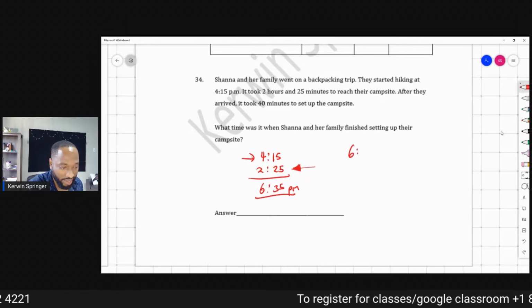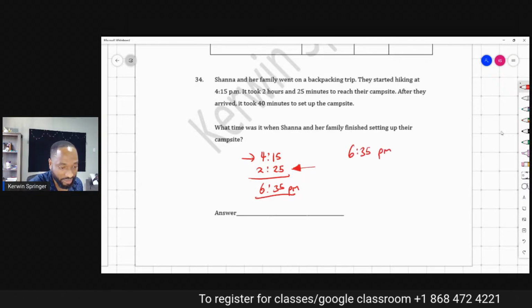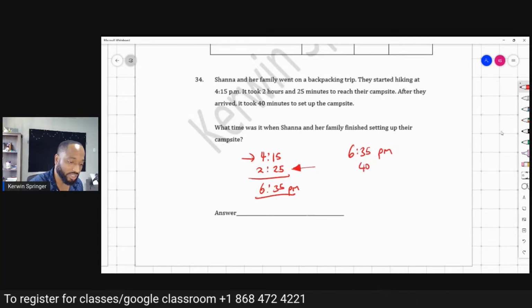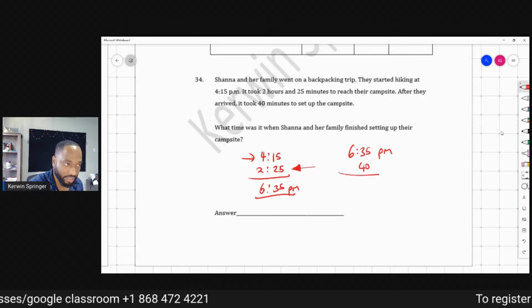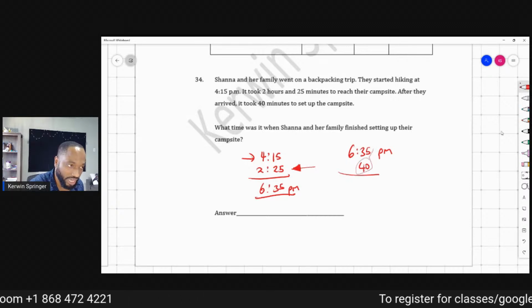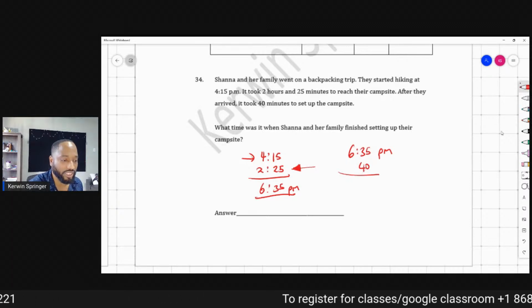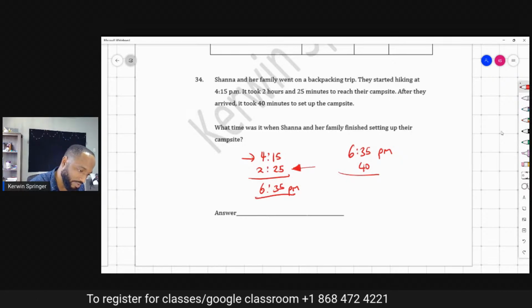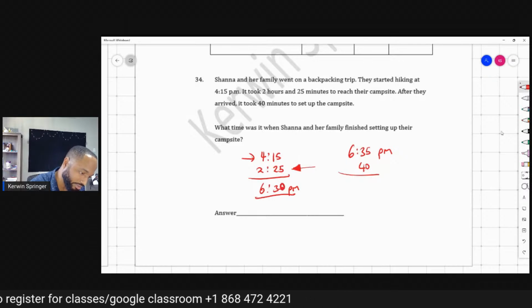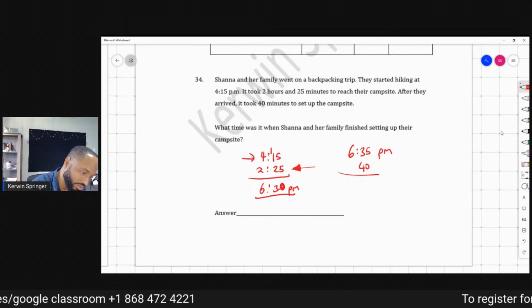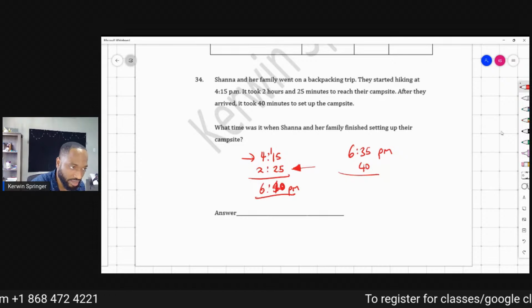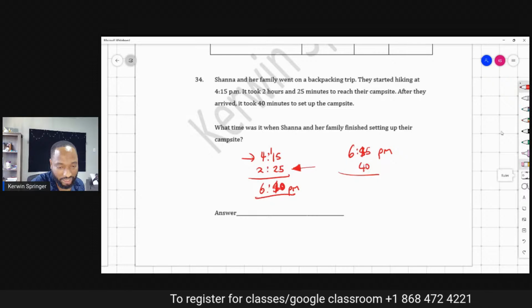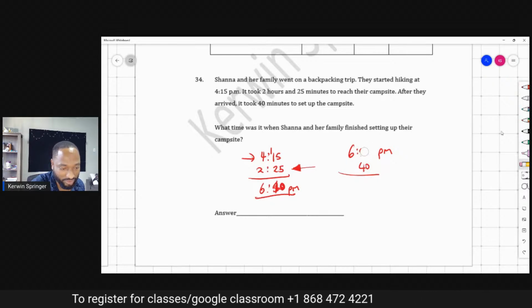So 6:35 in the evening, in the bush. And it took them 40 minutes of mosquito biting before they could put up the tent. So 40 minutes, 40 and wait. I see some suspicious answers here, so let me double check. Did I put 35 here? 5 and 5 make 10, bring across the 1. Is this 40? Yeah, 6:40. I just want to make sure they're paying attention. 6:40.